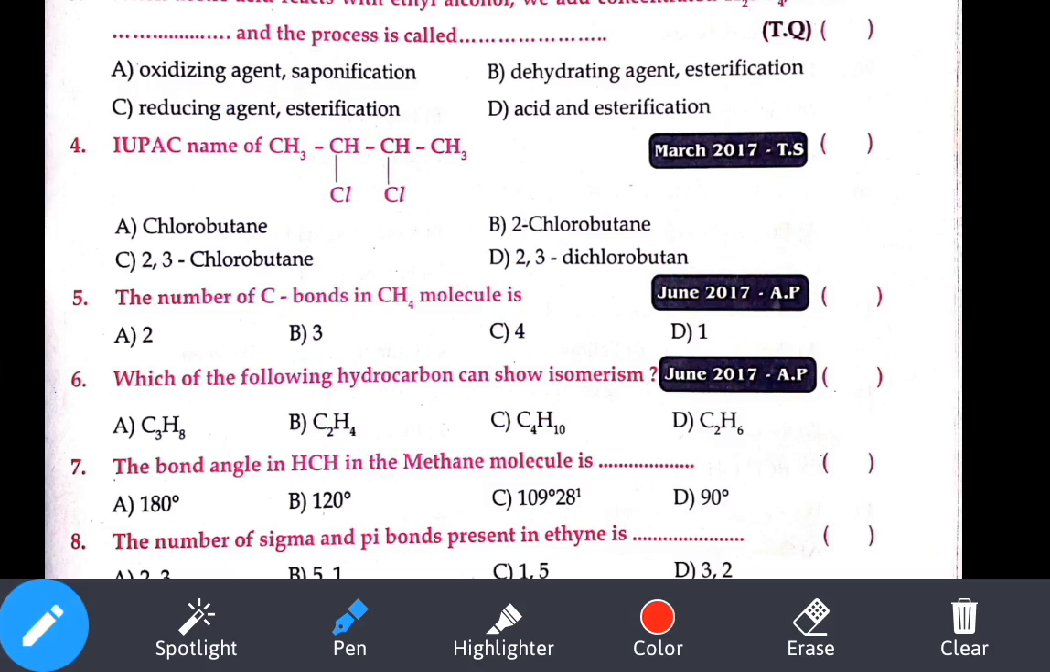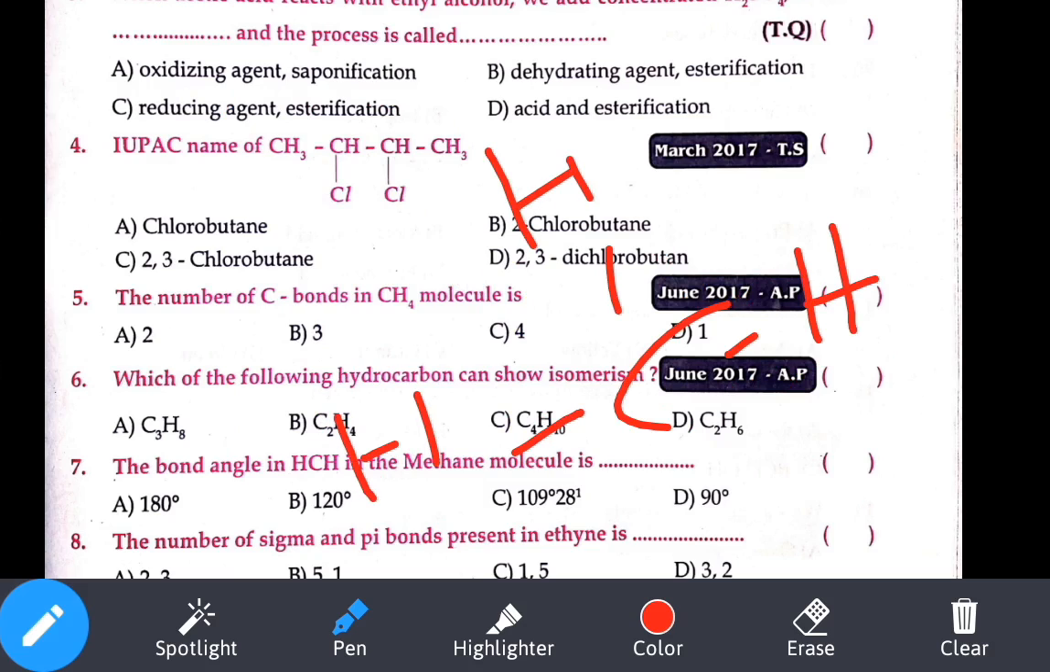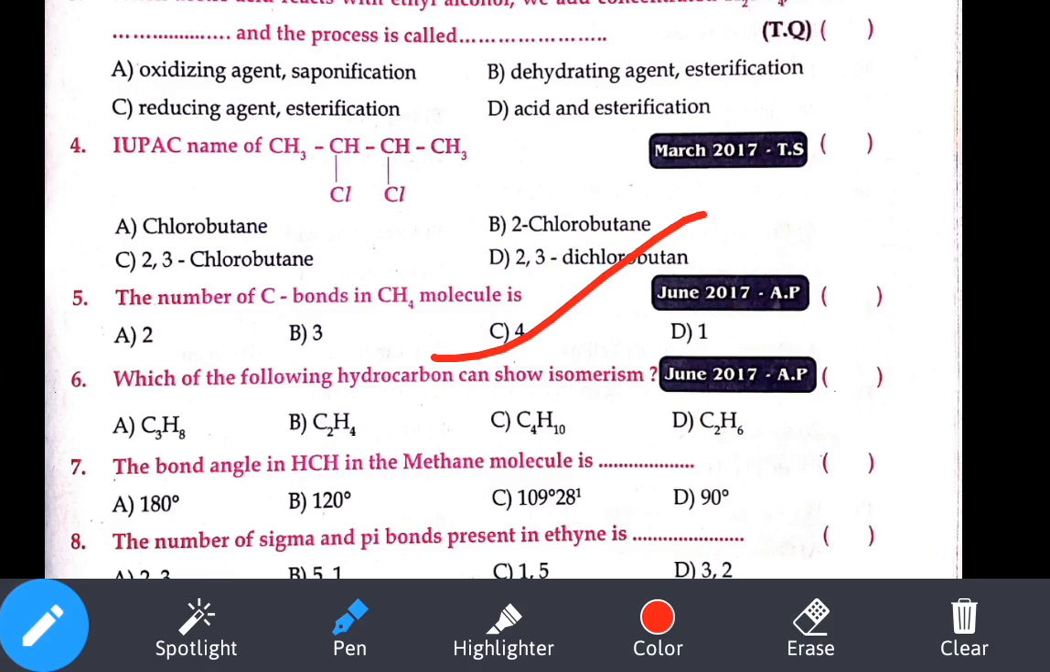Number of carbon bonds in CH4. CH4. Okay. So how many carbon bonds? 4. Option number C.